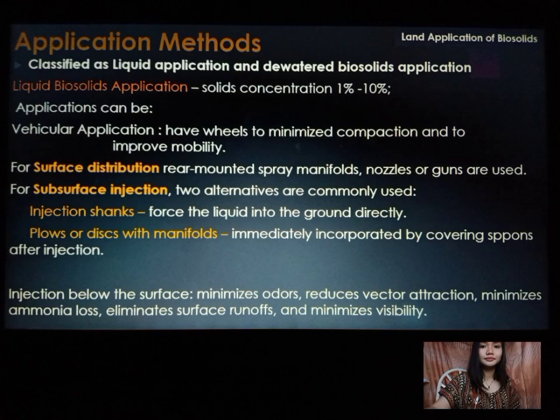For surface distribution, rear-mounted spray manifolds, nozzles, or guns are used. For subsurface injection, two alternatives are commonly used: the injection shanks, which force the liquid into the ground directly, and plows or discs with manifolds that are immediately incorporated by covering spades after injection. Injection below the surface can minimize the odor, it reduces the vector attraction, it minimizes ammonia loss, and also eliminates surface runoff and minimizes visibility.